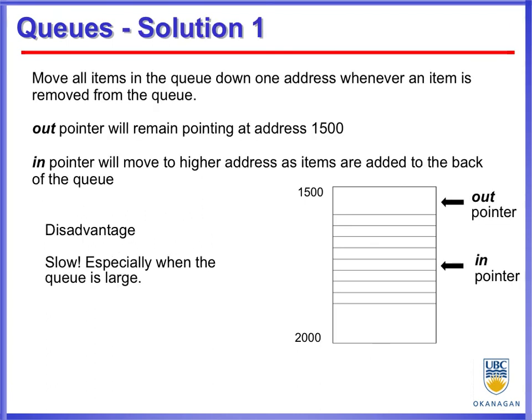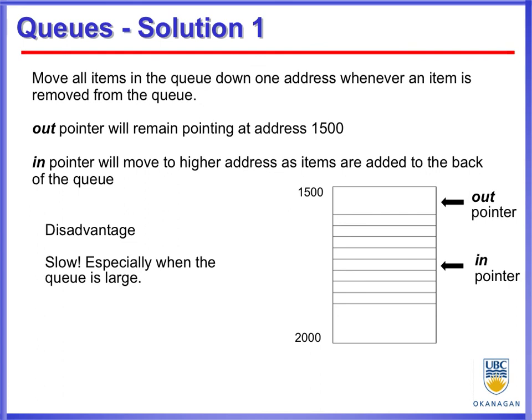Move all the items in the queue down one address whenever an item is removed from the queue. So the out pointer will remain pointing at address 1500. So we just move everybody down one, okay? Because we don't want to keep migrating through. The in pointer will move to a higher address as items are added to the back of the queue.